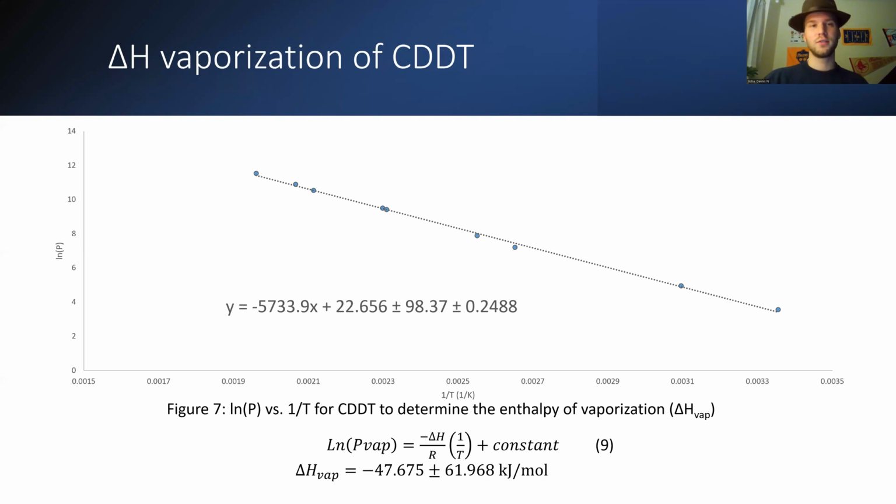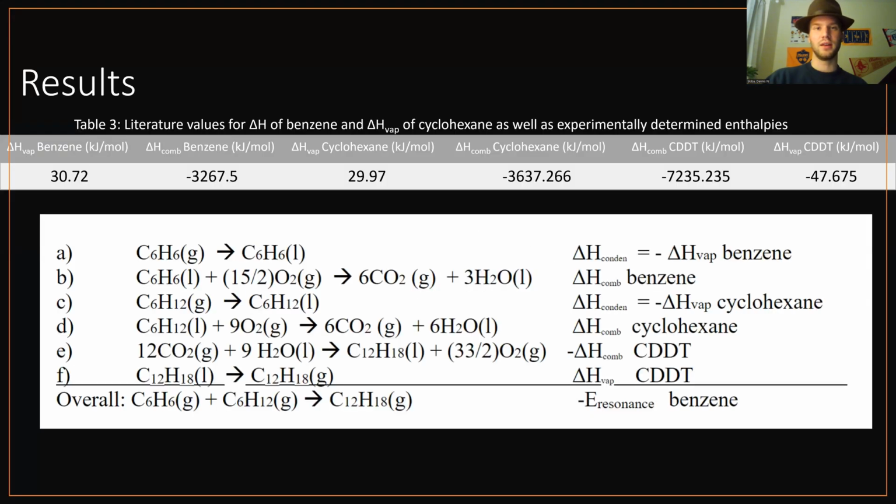Okay, one final step, determining the enthalpy of vaporization of CDDT. So using the data from the lab manual, we can take the natural log of the pressure and plot it against the inverse of temperature to get our slope. And then using the Clausius-Clapeyron equation, we can associate the slope-intercept form, taking the slope, multiplying it by the gas constant to give us an enthalpy of vaporization of -47.675 kilojoules per mole. Okay, we have everything we need.